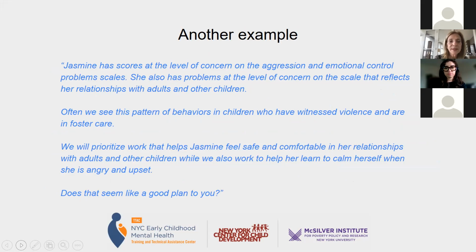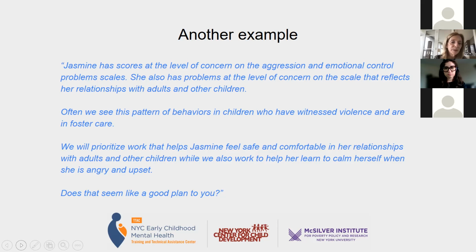Jasmine has scores in the level of concern on the aggression and emotional control problem scales. She also has problems at the level of concern on the scales that reflect her relationships with adults and other children. Often we see, and this is confirming the child's history, this pattern of behaviors in children who have witnessed violence and are in foster care, which was the case in this child's situation. So we're connecting the behaviors to the child's history.